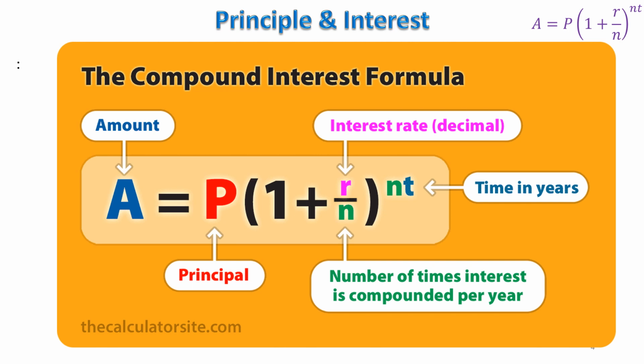A is equal to P inside bracket 1 plus R upon n to the power nt, where P is the principal amount that we are investing. For example, we shall be investing $1 or 1 rupee. Inside bracket we have 1 plus R upon n to the power nt. R is the rate of interest. For example, the bank is offering 7% rate of interest for the investment.